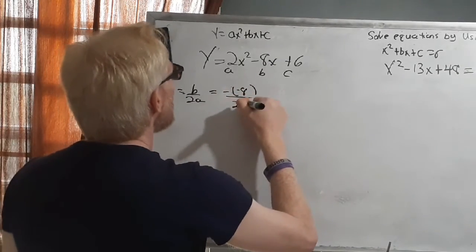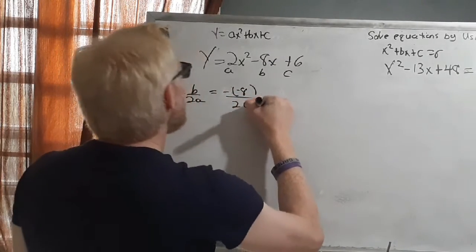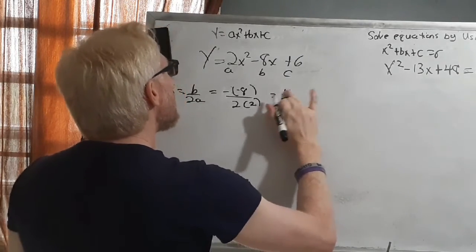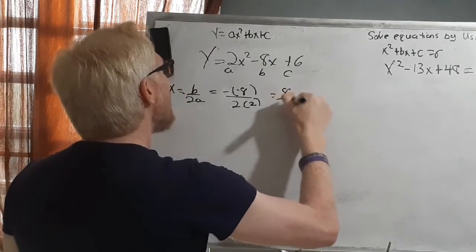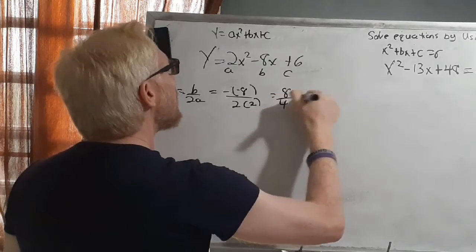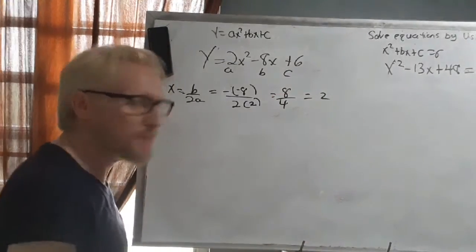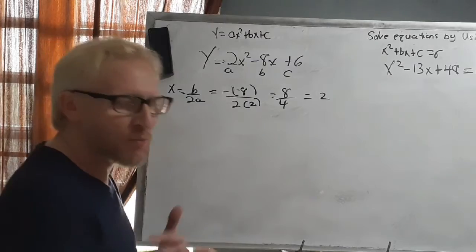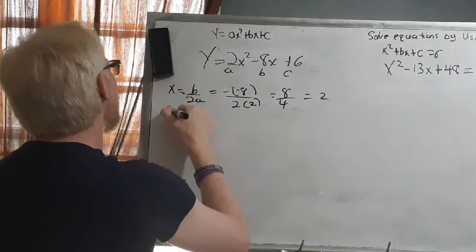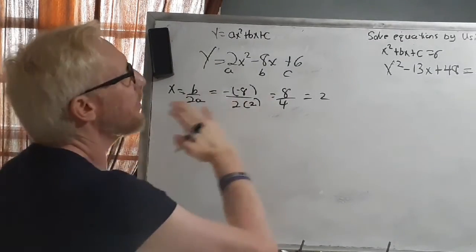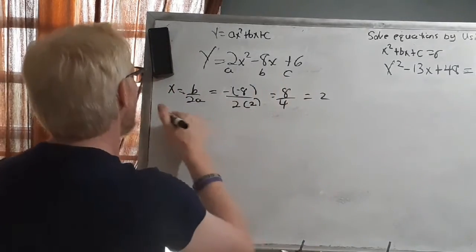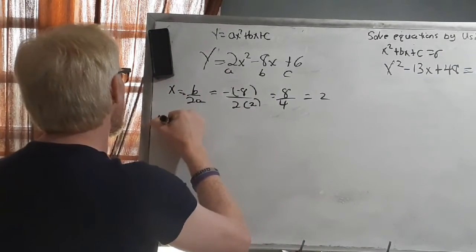over 2 times 2. So this would be 8 divided by 4, which equals 2, right? So my axis of symmetry is 2, and we're going to see that a little bit later on, right? Now to find my axis of symmetry, I'm just going to plug in 2 into the formula.